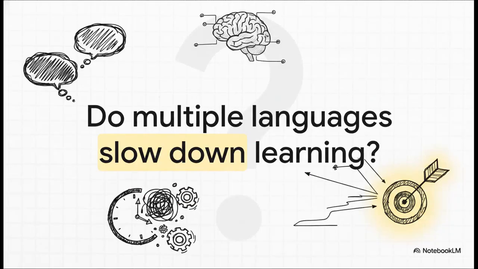So, let me ask you something, and it's a provocative question. Do multiple languages confuse learners and actually slow down their academic success? Well, for decades, the implicit answer in the education system was simply yes. But modern sociolinguistics tells a completely different, frankly much more exciting story.